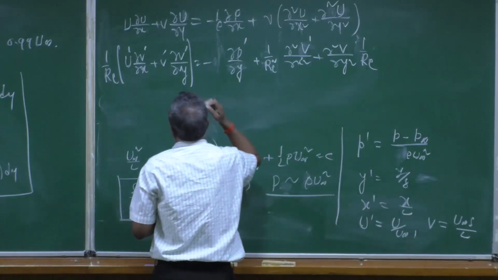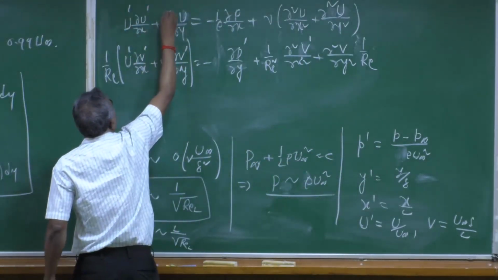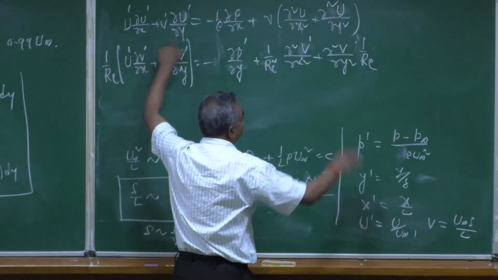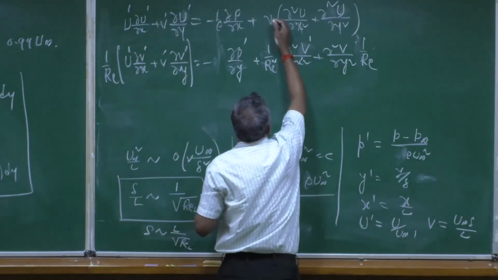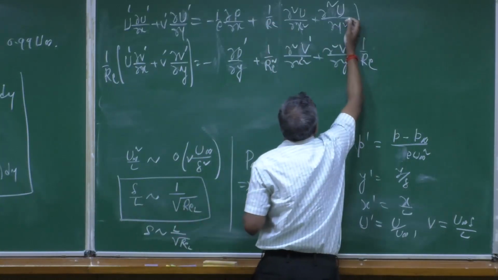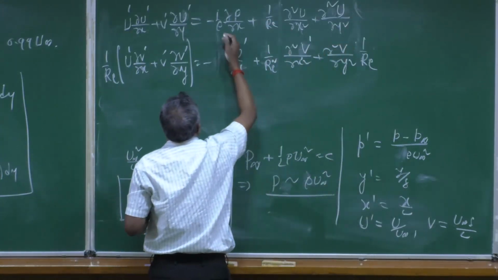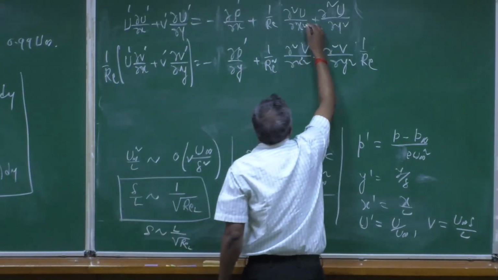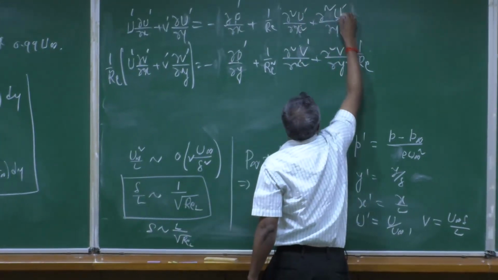Okay. Similarly, this equation is going to be with primes, and with this scaling, if you non-dimensionalize that equation, this is what is going to come, and this quantity is going to be 1 by Re, and this will remain as it is. So, this is going to be prime. So, here it should be prime, prime.